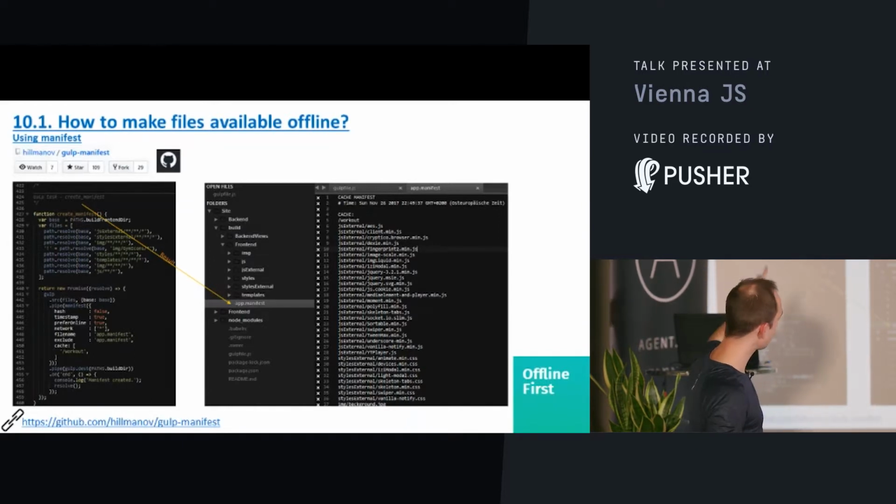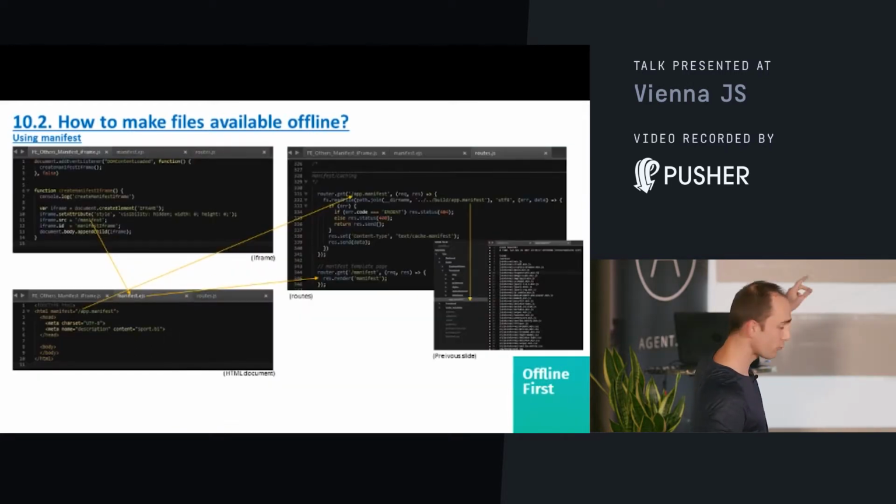And what it creates every time I make a build is a file, this app.manifest file, which lists all the files I want to cache. In the next step, I have 3 files. The first one here on top is an iframe. I can include it in every website.